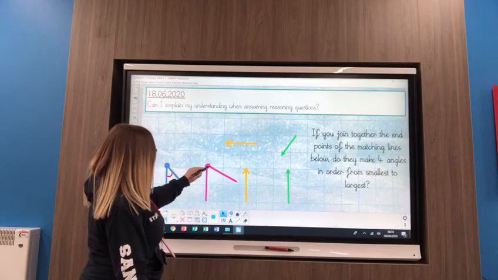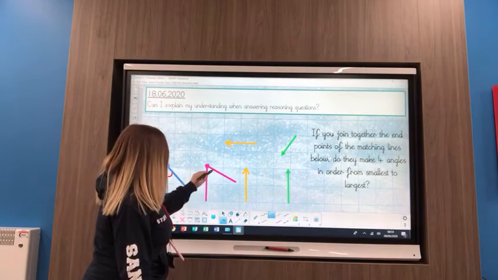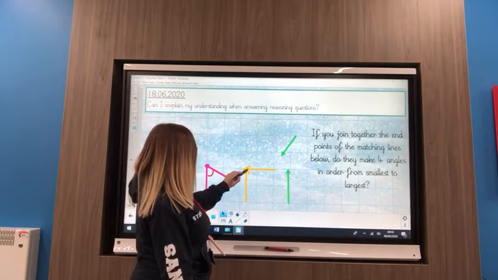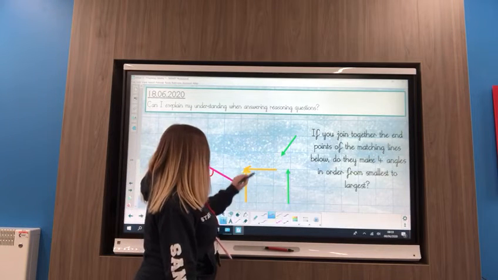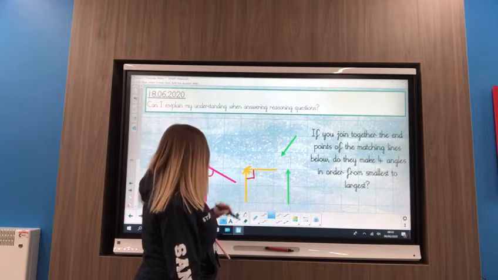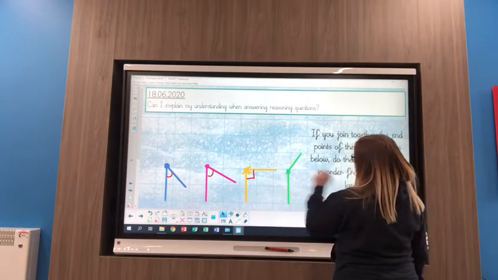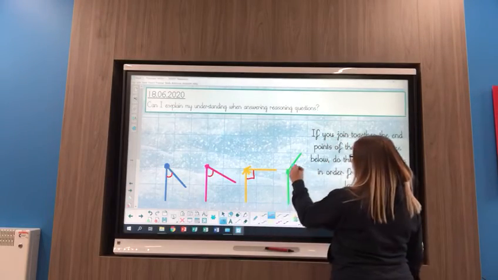So again, the next one. And then there is the angle. The yellow one, so match those two arrows together. And there is the angle, that's a 90-degree angle or a right angle. And then the same here, so match those two arrowheads together. And there is our angle.